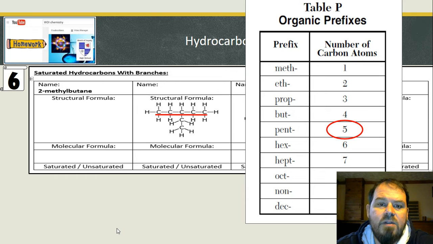So 5 is the longest chain I can make. I default to the longest main chain, the longest carbon backbone I can make. Parent chain. The parent chain is going to be 5. If you can keep it in a straight line, do that. I mean, it makes sense to keep it in a straight line. It doesn't make any sense to bend it.